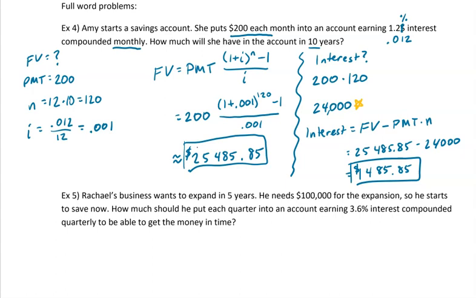$24,000 of what was in that account was actually her own money, right, that she's been putting in over those 10 years. But $1,485 of it is what she actually earned on top of that to get her up to that $25,485.